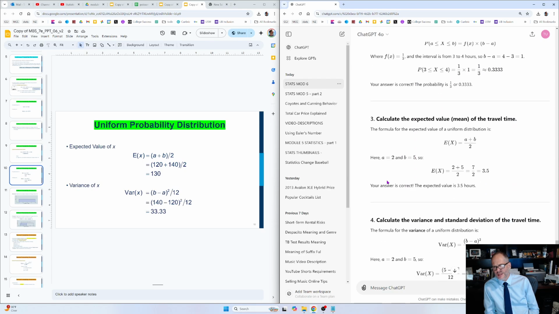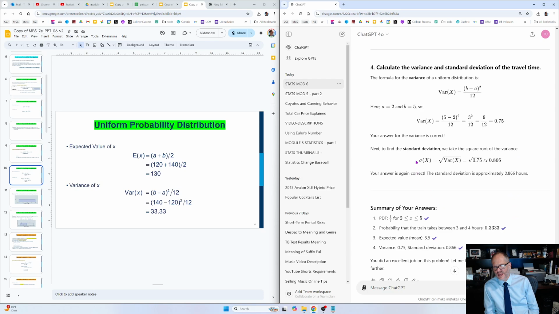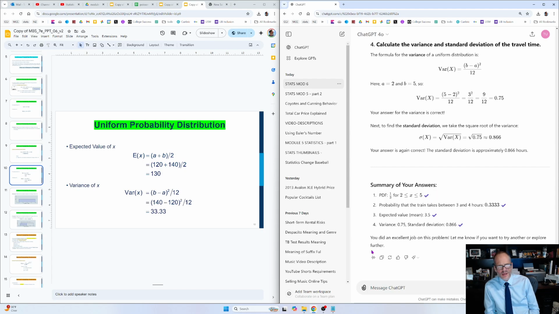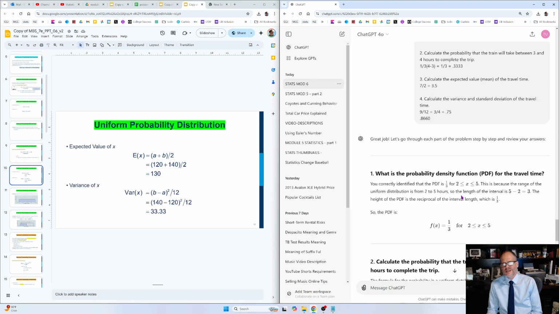And calculate the expected value, the mean, of the travel time. So 3.5 hours, that's what we got. And calculate the variance, and it's 9/12, which is equal to 0.75. And the standard deviation, the square root, is 0.866, so I got all those right. So that's an example of using the uniform probability distribution and the density function in action.